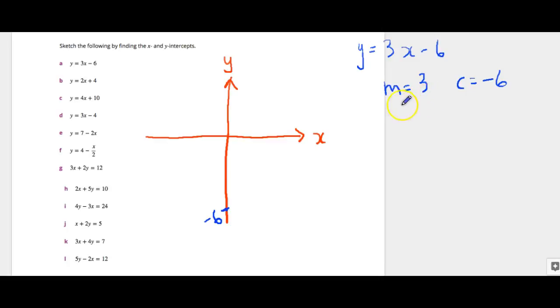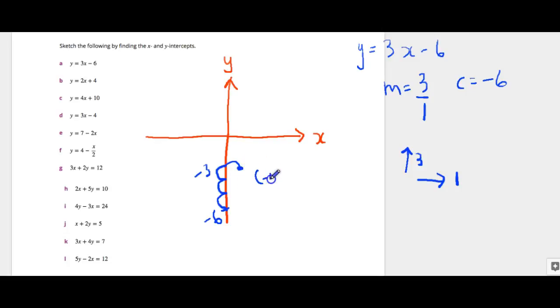This basically means it's 3 over 1. So we're going up 3 and across 1. So what I can do here, and if I had a scale on there, it would be easier. So we go 1, 2, 3. So that's -5, -4, -3, and I'll write that on. And then we go across one to here, and that gives you the point.